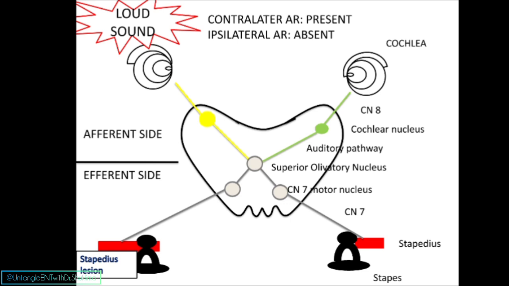But suppose there is a stapedius muscle problem on both sides, such as in myasthenia gravis, where both muscles are affected. Even if we present loud sound in either ear, we will get an absent acoustic reflex. This is a very important diagnostic point.